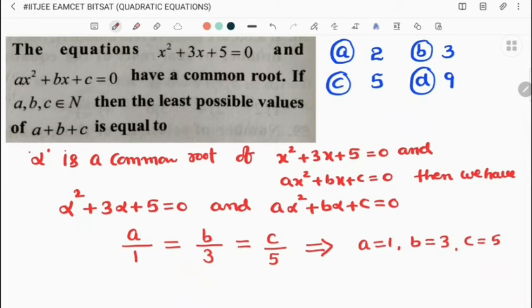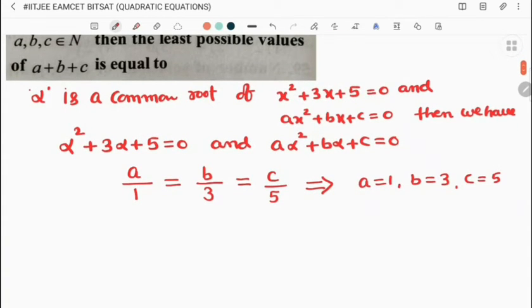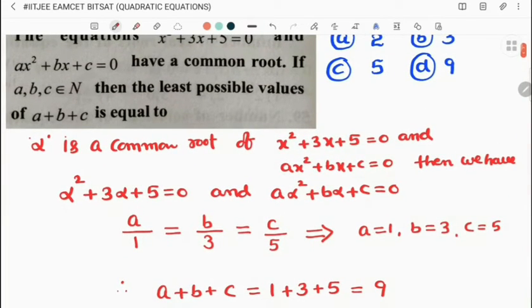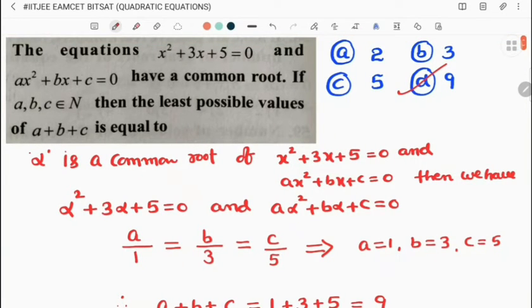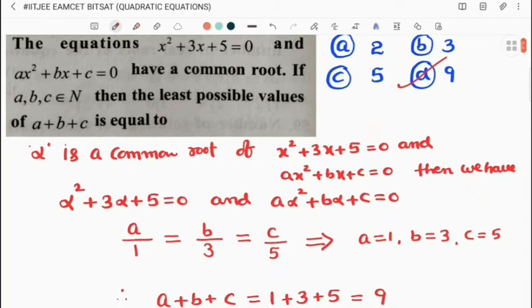So they are asking for the least value of a plus b plus c. Therefore, the least value of a plus b plus c means just add the values: 1 plus 3 plus 5, which is equal to 9. So 9 is there in the fourth option. I hope everyone understands. Yeah, we'll move to the next question.